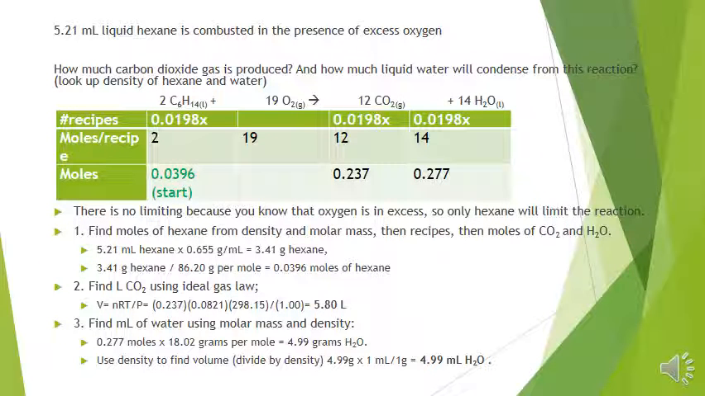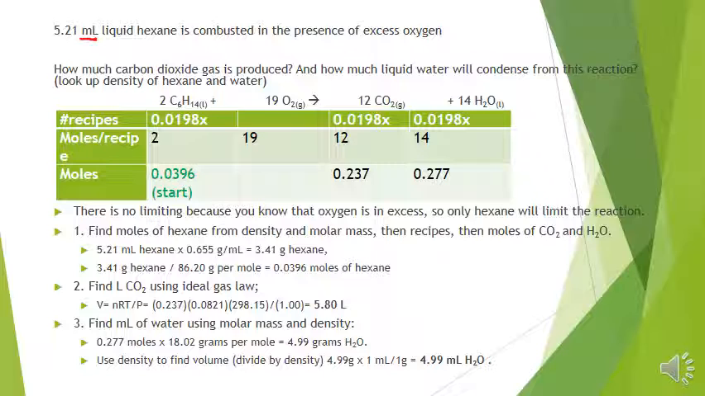All right, so the first problem says you have 5.21 mL of liquid hexane and it's combusted in the presence of excess oxygen. The question is how much carbon dioxide gas is produced and how much liquid water will condense from this reaction. And so we're going to have to know the density of hexane, because we have mL of liquid. It's not a solution, it's a pure liquid. So we'll have to figure out how many grams there are, because once you figure out grams, you can figure out moles. Whenever you have a pure liquid, you have to use density.